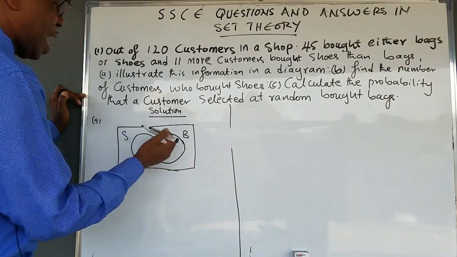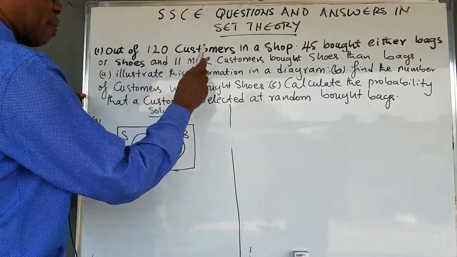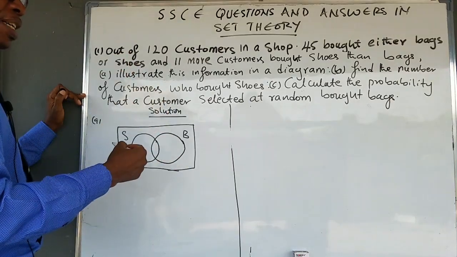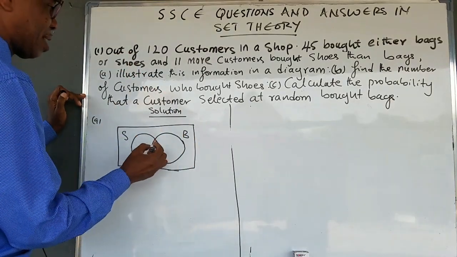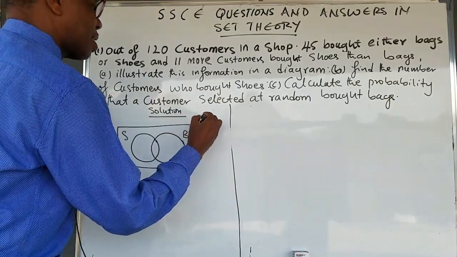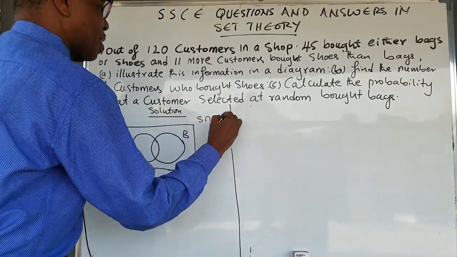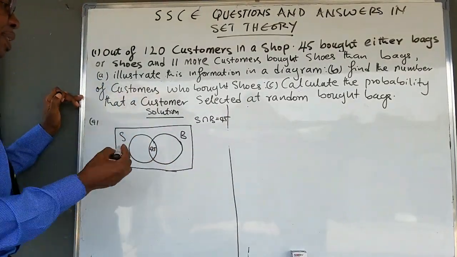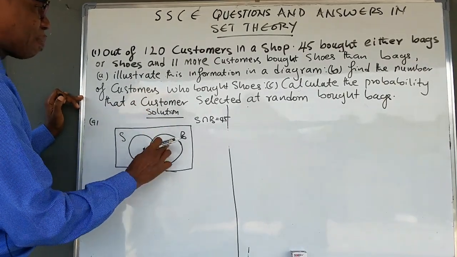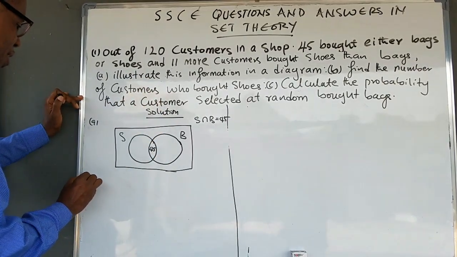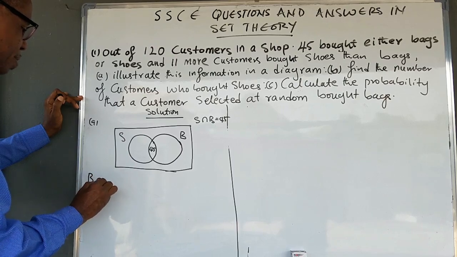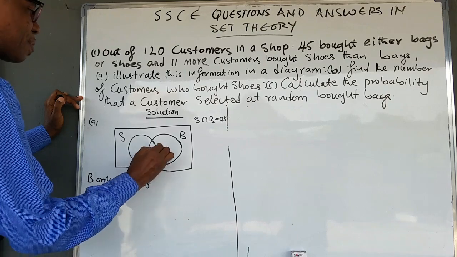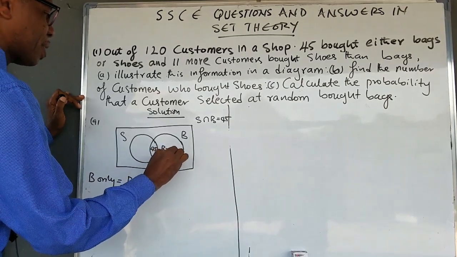And notice that I joined them together because it was said that 45 bought either bags or shoes. That means 45 actually bought bag or bought shoe. So they are at the center, which we refer to as X intersection B equal to 45. So here we put 45. Then, like we normally said, those that bought only bag, B only, is equal to B minus 45. So here we put B minus 45.